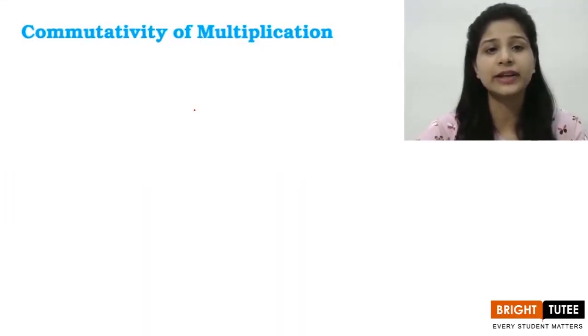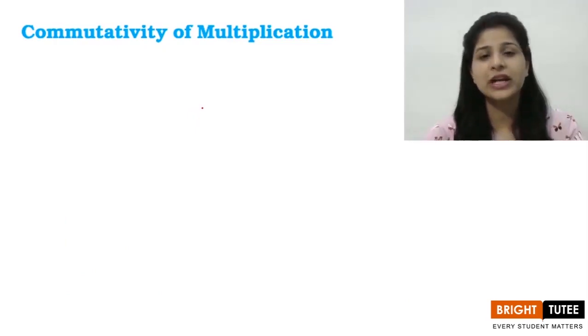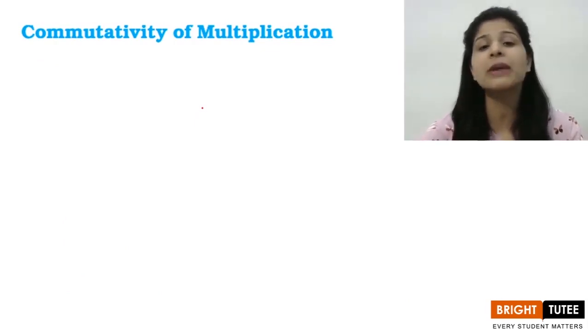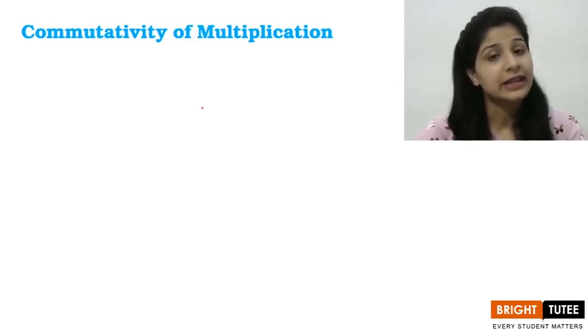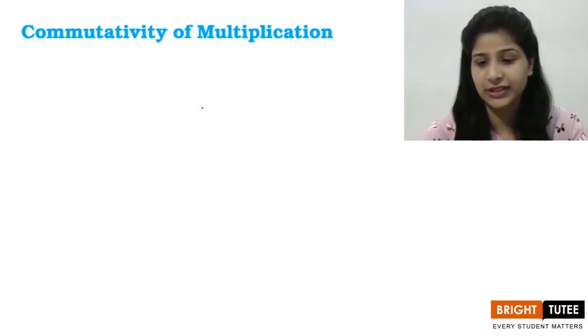Here is the next one, commutativity of multiplication. So in commutativity, what should we have? If I multiply A and B or I multiply B and A, I should always get the same answer. Then I can say multiplication is commutative for integers.